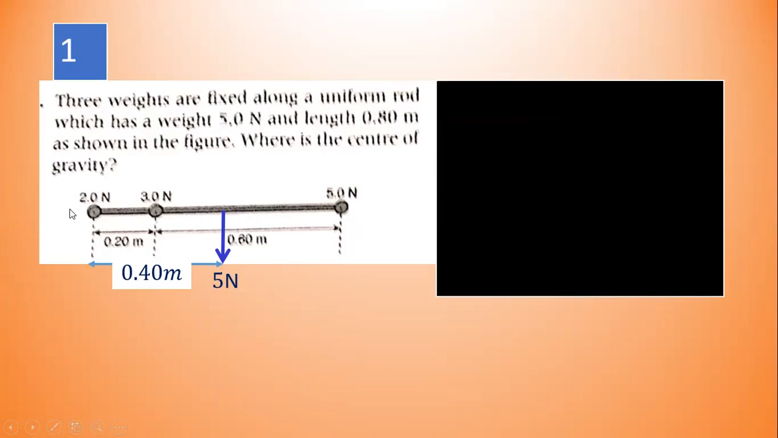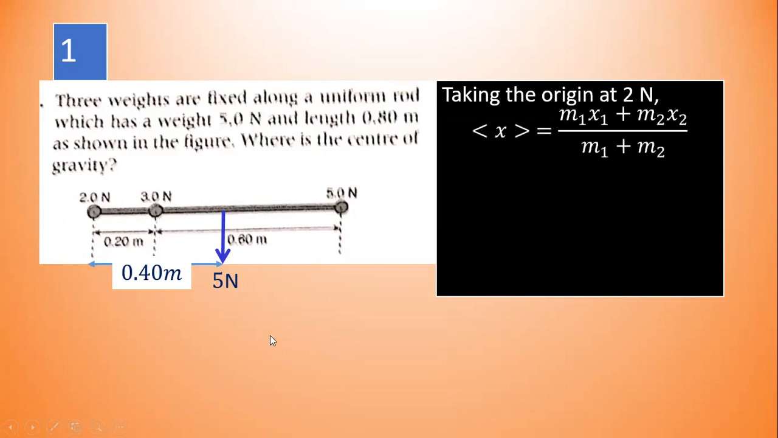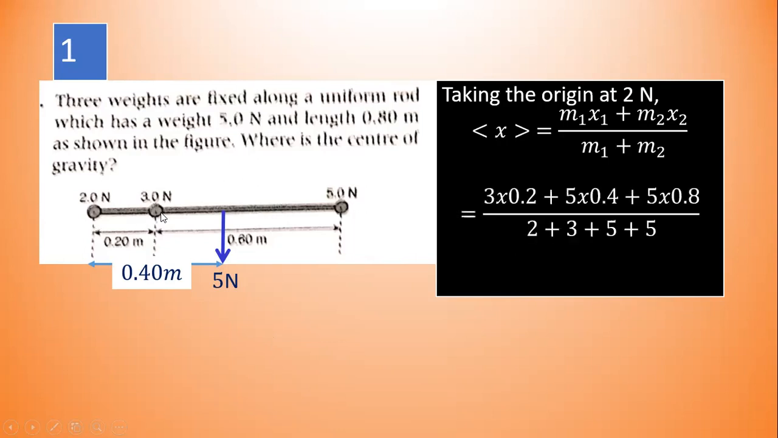Then we can take our moment about this one. Okay, make it simple. That's our reference point, 2 Newton. Taking the moment about 2 Newton, we take mass times distance: 3 times 0.2, 5 times 0.4, and then 5 times 0.8. And for the total weight, we just add all the weights together: 2, 3, 5 plus 5. Then we get our answer, 0.44 meter.